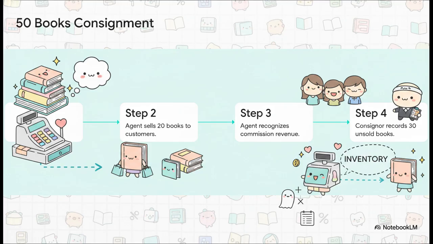Step 2, the consignee manages to sell 20 books to final customers. Step 3, the consignee recognizes commission revenue for those 20 books sold. But what about Step 4? What happens to the 30 unsold books just sitting in the consignee's shop? Well, the consignor must record those 30 books as their inventory because they still hold the risk and control. The agent doesn't even touch them on their balance sheet.